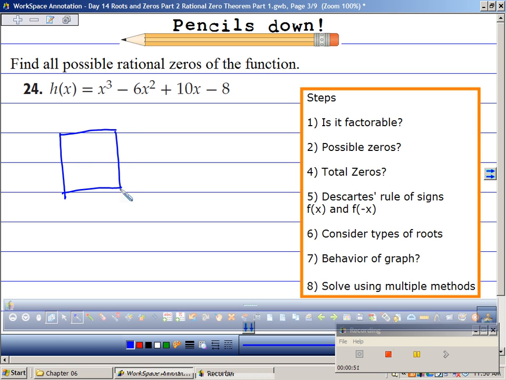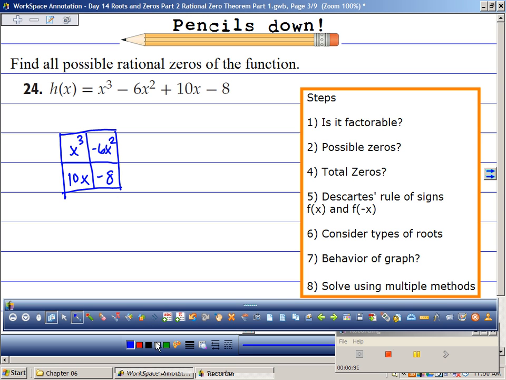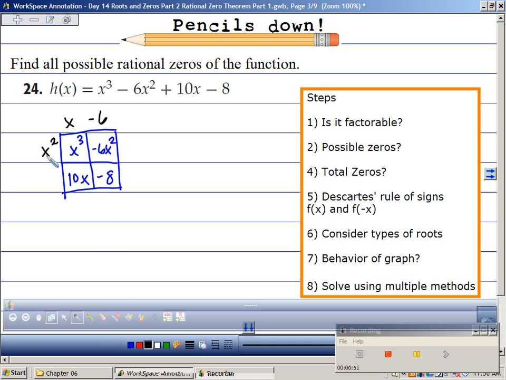So I'm going to put this into an area model. And I'm going to say to myself, x cubed negative 6x squared 10x and negative 8. Is this factorable? Well, these two have an x squared. This one has an x. This one has a negative 6. These two, right, x squared times negative 6 makes negative 6x squared. These two have a 2, right? 2 times x, that doesn't work. Correct? So is this factorable by grouping? No. I'm going to erase that.